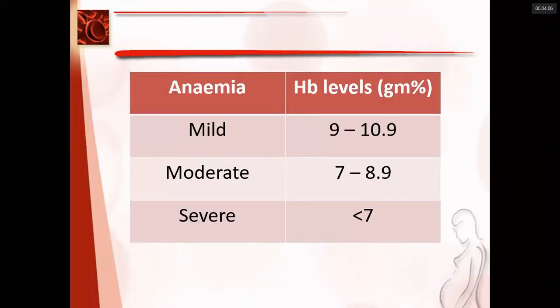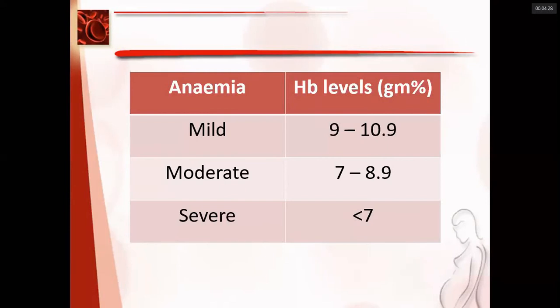firstly, to classify anemia, there are various classifications that are used, but broadly they can be classified as mild, moderate, and severe. When it is less than 10.9 but more than 9, we classify it as mild anemia. If it is less than 7, it is severe, and in between, it is moderate anemia.